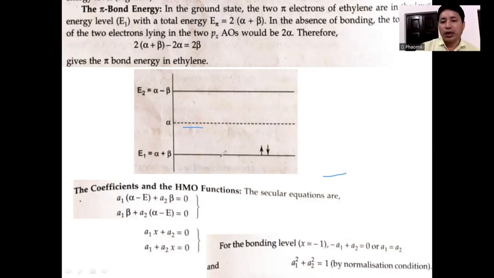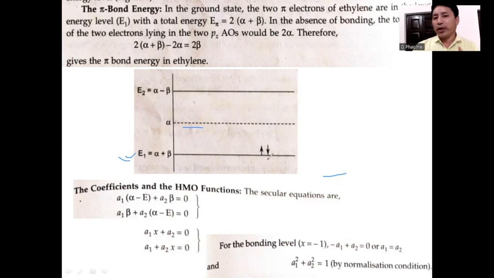Therefore, if we put the pi electrons into the lower energy level, that means E1, we can put two electrons each. That means we put all the pi electrons we have in ethylene in E1. So E2 is empty because we do not have any more pi electrons, since it has only 2 pi electrons. Therefore, this wave function E1 contains 2 electrons.